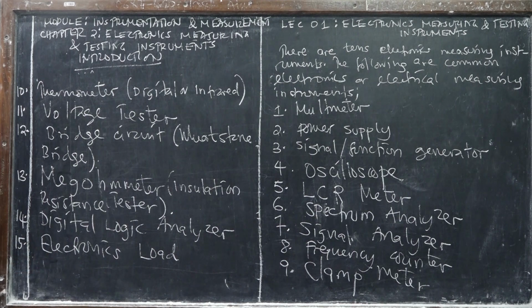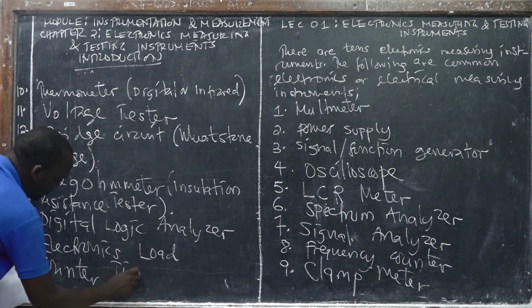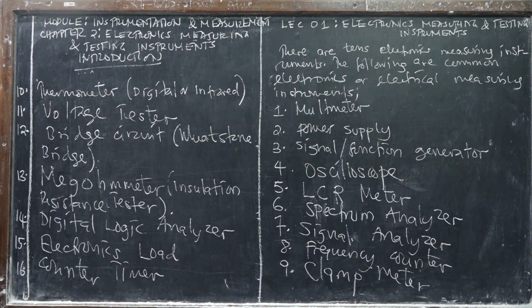Then number 15 is called the electronic load. Say electronic load. Some of these measuring and testing instruments are new for you, but it's better to have an idea because you may encounter them in different applications, including interviews or practical interviews. Number 16: we have almost 50 measuring instruments in electronics, but the curriculum asks me to expose you to at least 10. So number 16 is called the counter timer. Say counter timer.